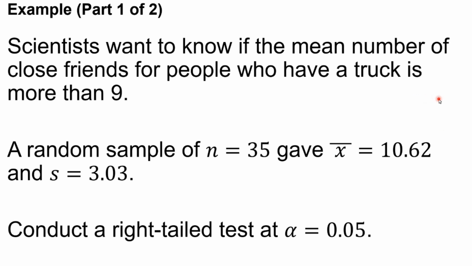Clearly it's more than 9, but we can't decide just on the basis of a sample if it really is more than 9 for the whole population. Unless 10.62 is what we end up calling in this course statistically significant. That means it's so far away from 9 that we can't just attribute it to the fact that x bar varies.